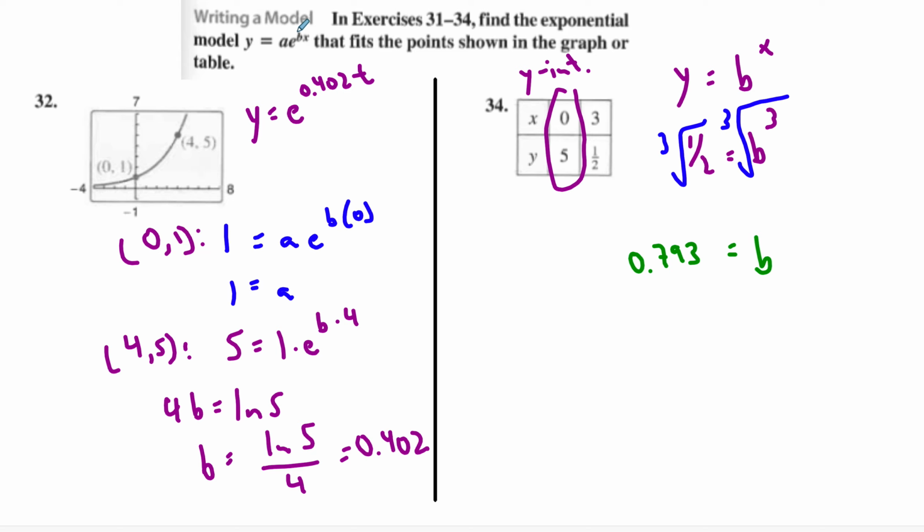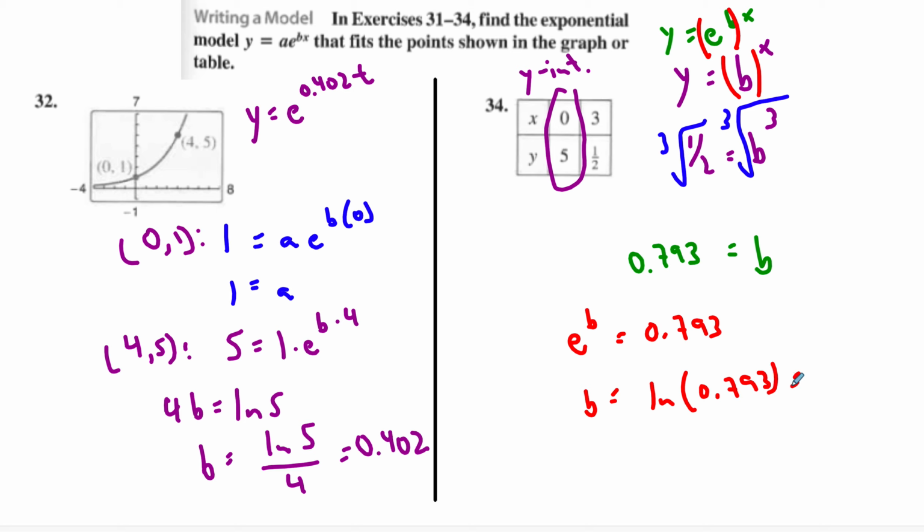This is not the same b as up here, but we do know that this b and the y equals b to the x thing is the same as the, well, if you look at this carefully, this b and this e to the b are the same thing. So we know that e to the b equals 0.793, that is what we're multiplying by, which means b equals the natural log of 0.793, negative 0.231.